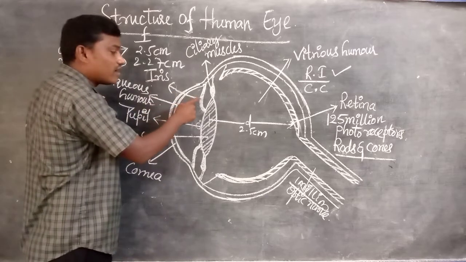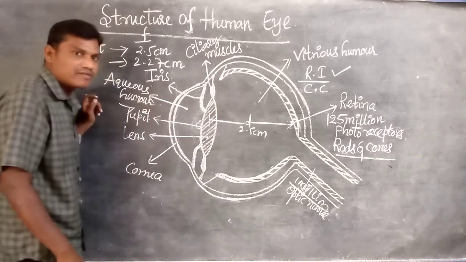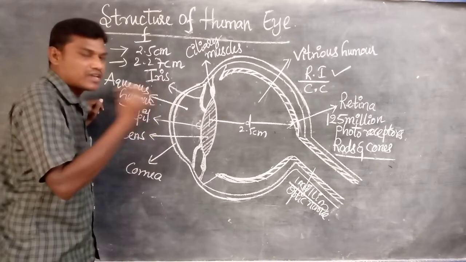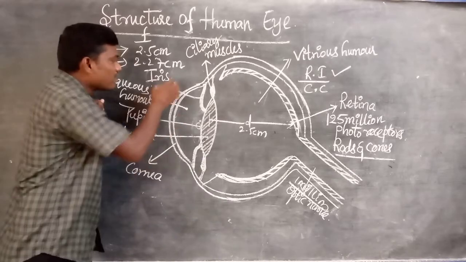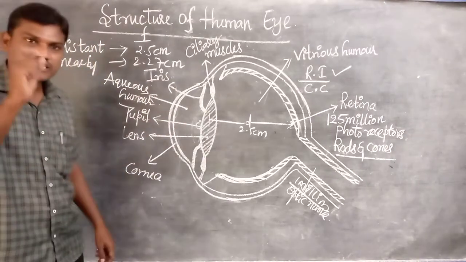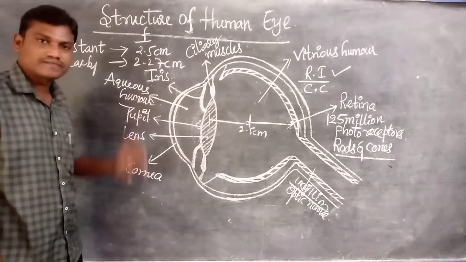Iris is the colored part in our eye. It appears in different colors in different persons, like gray, brown, blue. That type of colors are there. But the iris acts as a muscular diaphragm. It contains a tiny hole at its middle. The tiny hole we call the pupil.